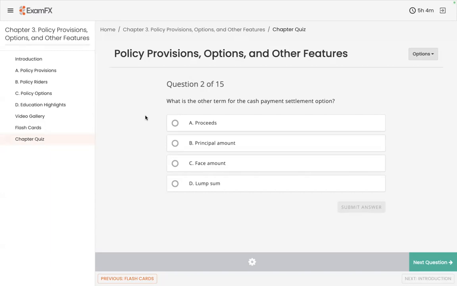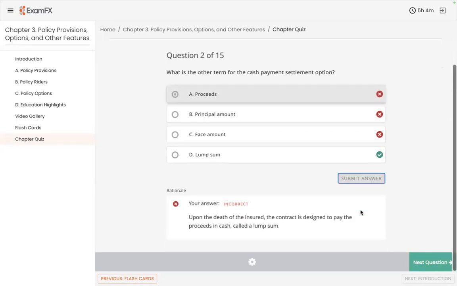What is the other term for the cash payment settlement option? Proceeds, principal amount, face amount, lump sum. Wait a minute. For settlement option, what is the term used for cash settlement options? Principal paid as lump sum. Proceeds? That's what I was thinking. No. Lump sum. Cash payment. Yes, of course. Okay, I messed up here.